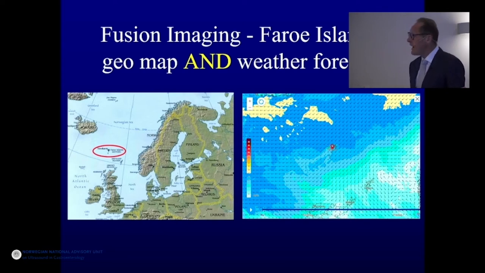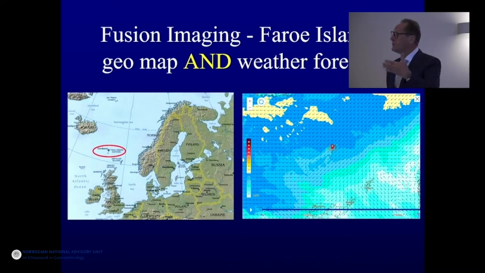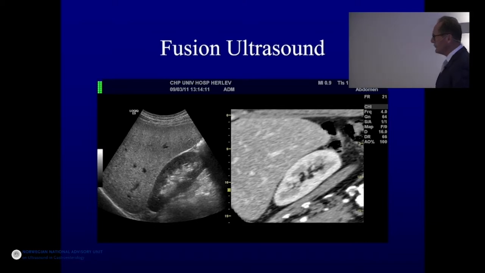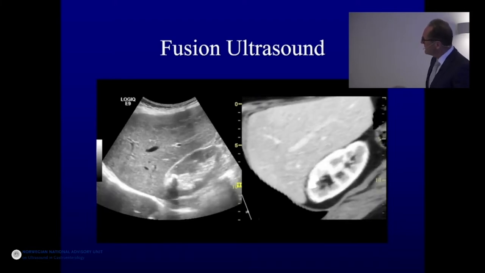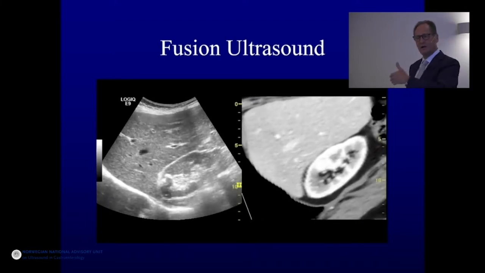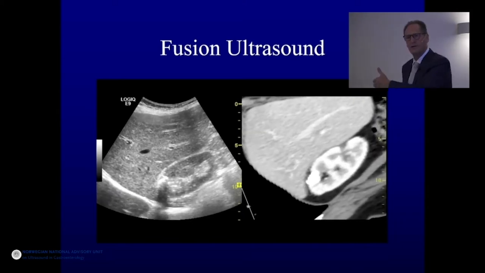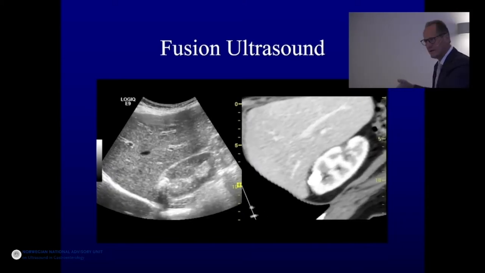This is very helpful, for instance, because you can see here, well, the Faroe Islands is there. You have to be careful because a storm is coming in from up there. You could catch information also when you do ultrasound CT fusion. You can get information from the other modality that you can use in what you are doing. This is what I'm talking about. So fusion ultrasound, you have ultrasound on the left, CT on the right. You do it real time, you will see that the only real thing here is the ultrasound. The CT is just following you. So this is not really going on now.